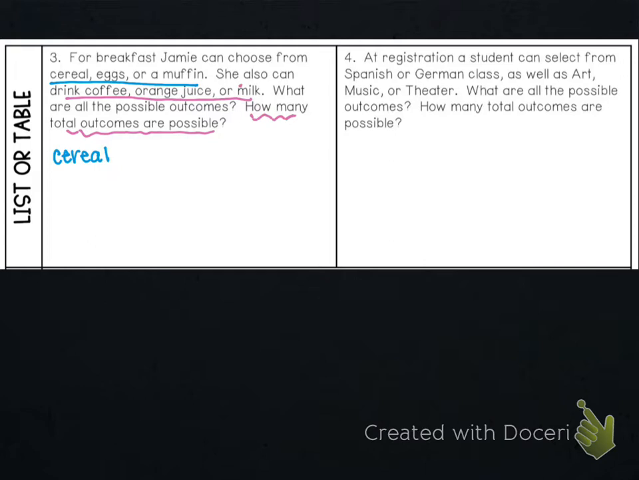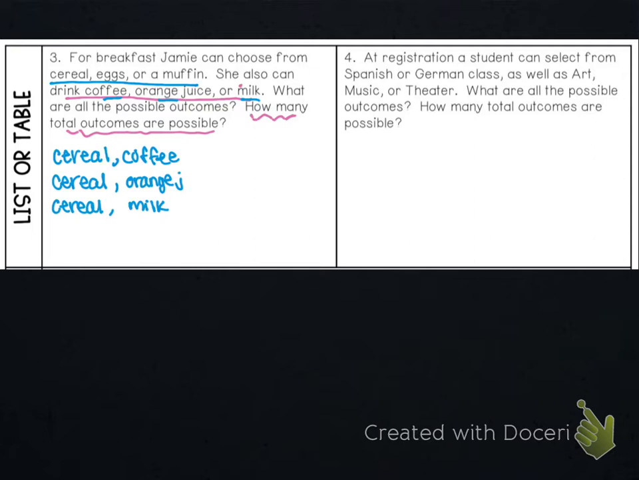We could have cereal, eggs, or muffins. So if I choose cereal, we're going to make a table. So I wrote cereal down. And if I choose cereal, I could choose a coffee to drink, an orange juice to drink, or a milk. So let's say I chose coffee. Okay, but also if I chose cereal, I'm going to write cereal down again. I could have chosen orange juice. So I'm going to write orange juice down, or orange J. And then if I chose cereal, I could also have picked milk to drink. So even if I picked cereal, I have 3 more options to choose from.